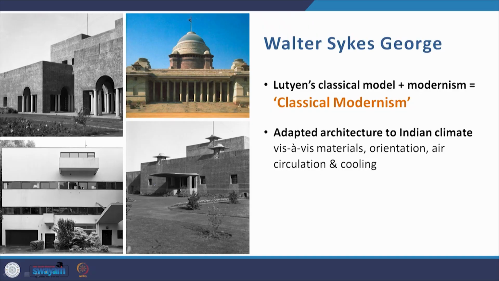So it has always been true for cross-cultural architecture coming into India, even from earlier times. Whenever it has come into India, they have adapted their architecture to suit our climatic conditions, the materials available and the available construction technology or the kind of labor that is available. So whatever architecture has come into India, whether from the West or from the Middle East, that kind of adaptation has taken place. And so also here, he adapted his architecture to the Indian climate vis-a-vis materials, orientation, air circulation and cooling.